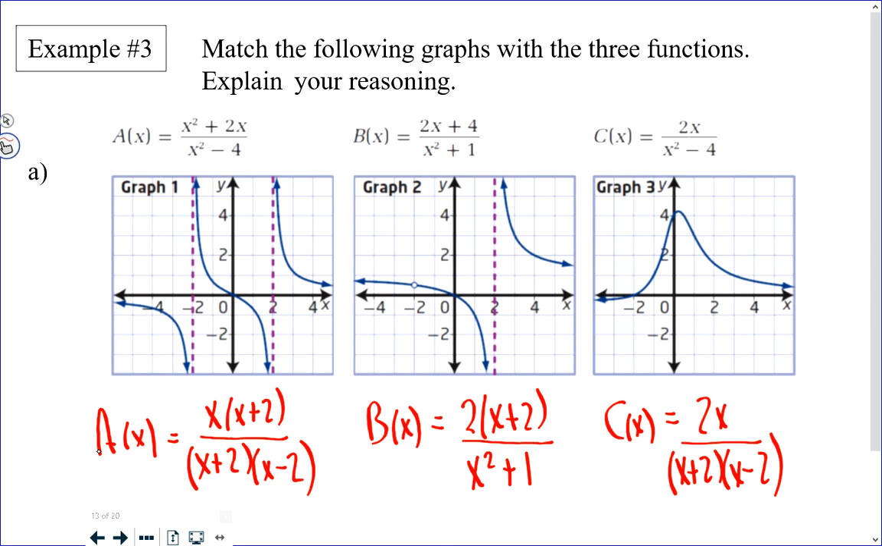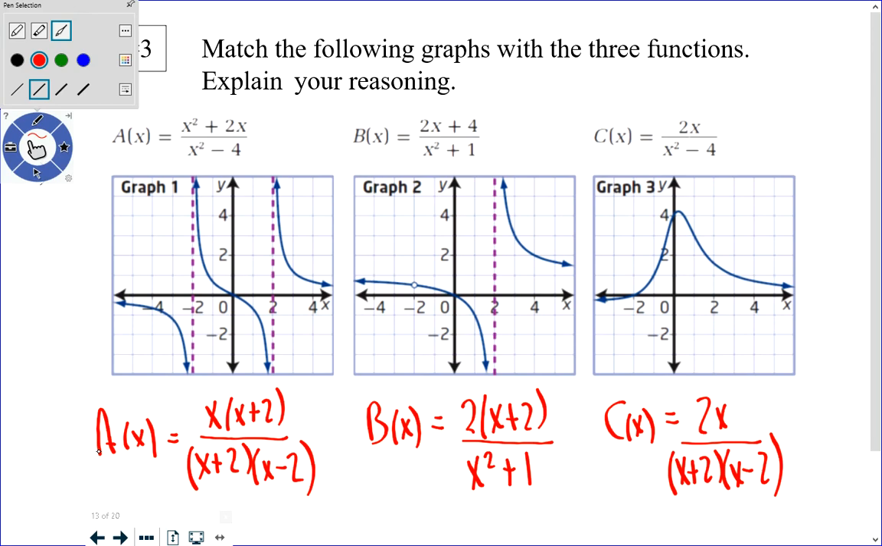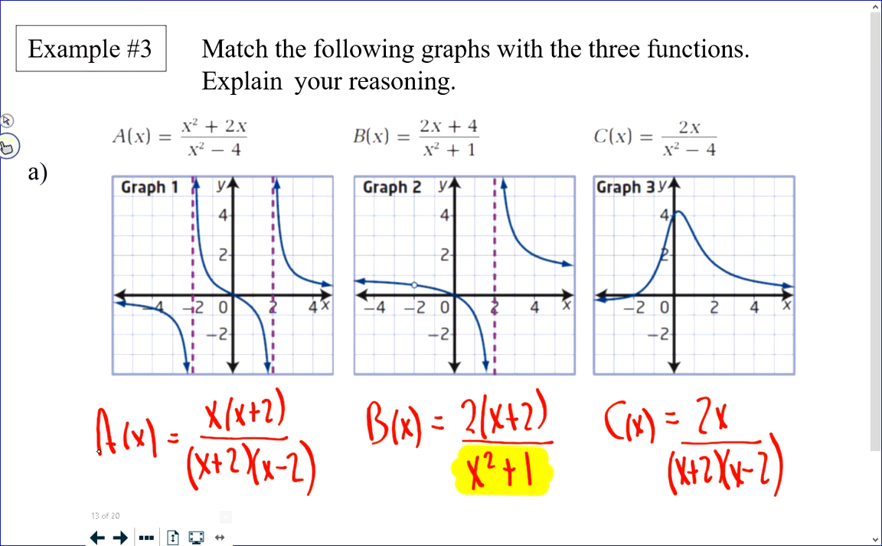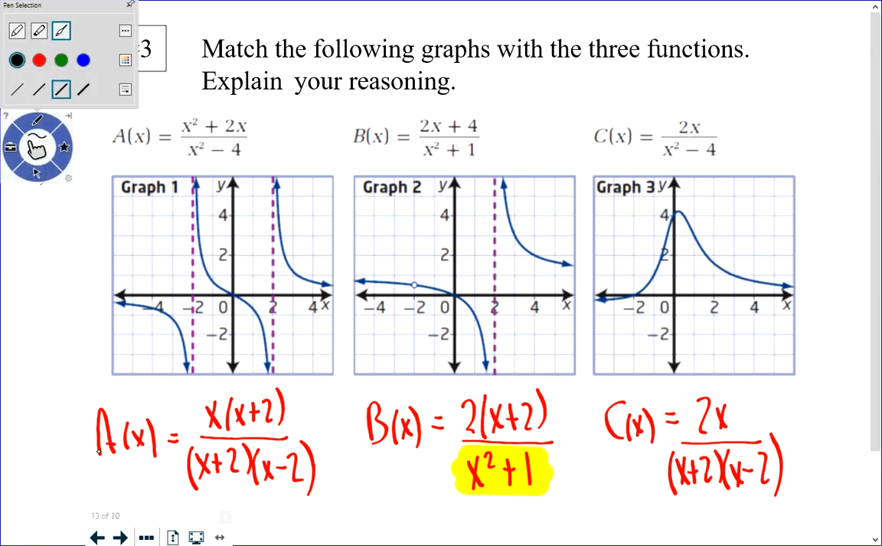When you take a look at the equation for b of x, the denominator is x squared plus 1. And there is no value of x in the universe that makes that equal to 0, which means that b of x has no non-permissible values. And what that tells us is the graph of b of x has to be the graph that is defined everywhere. This must be b of x. It has no breaks in it.